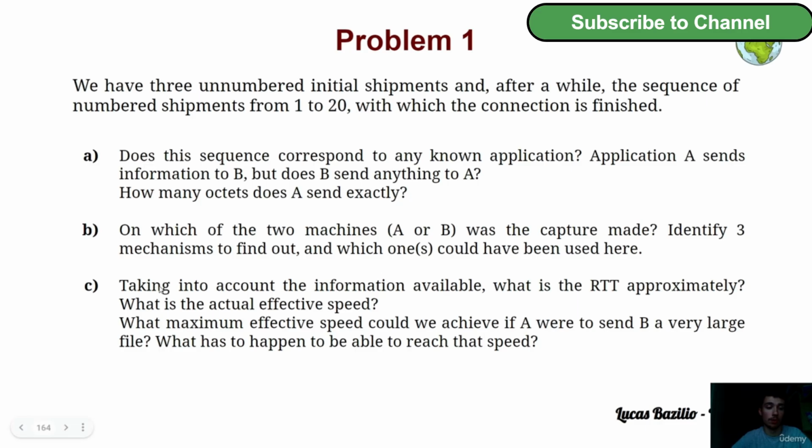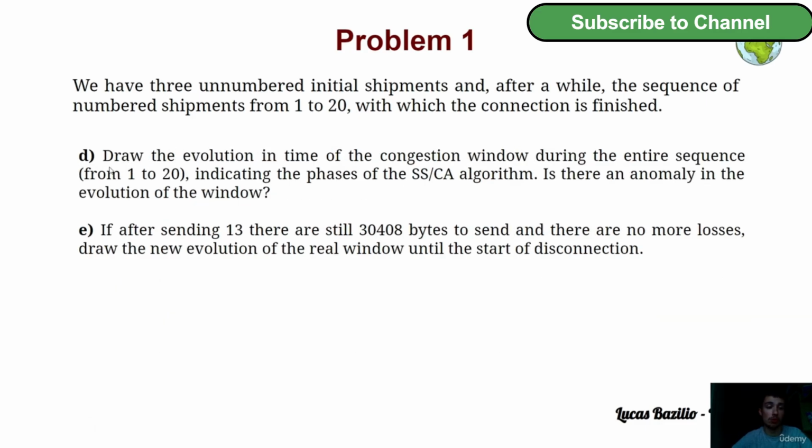Okay, so also this is the question C. And the final questions are the questions D and E. The question D states, draw the evolution in time of the congestion window during the entire sequence, so from sequence 1 to sequence 20, indicating the phases of the slow start congestion avoidance algorithm. Remember that we already studied this algorithm, the slow start and congestion avoidance. So this question D is related to that algorithm. Finally, is there any anomaly in the evolution of the window? Well, we need to reason about that.